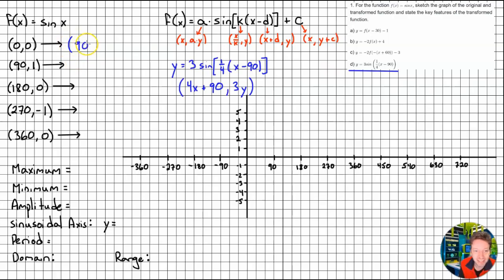So we've got 90 and 0. Then we have 450 and 3. And then we have 810 and 0. And then 1170. I'm going to have to rescale my graph. And negative 3. And finally, 1530 and 0. All right, let's plot, well, some of these points.